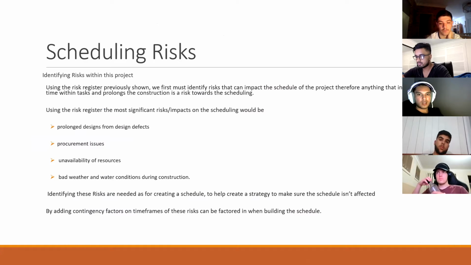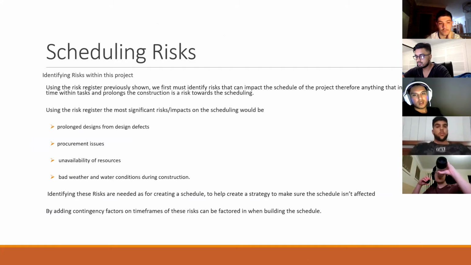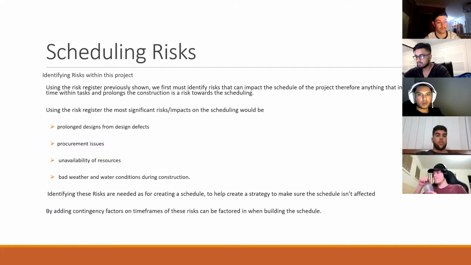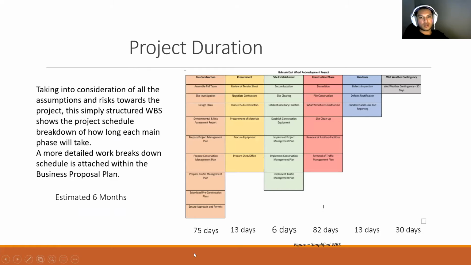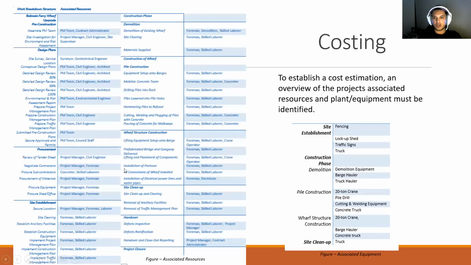Next, for the scheduling risk, using the risk register previously shown, the most significant risks are prolonged design from defects, procurement issues, unavailability of resources, bad weather, and water conditions during construction. By adding contingency factors on timeframes of these risks, we can factor them into the schedule. Seen in the next slide, the simplified work breakdown structure shows the estimated time for each phase and the overall time of 6 months.